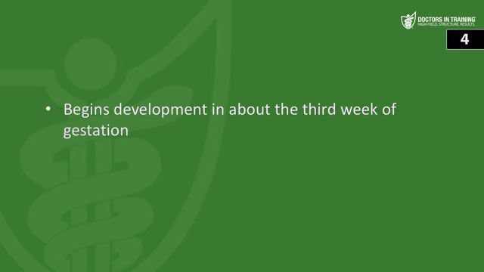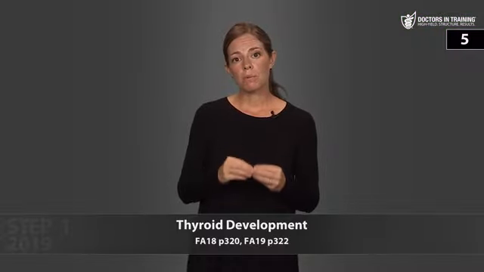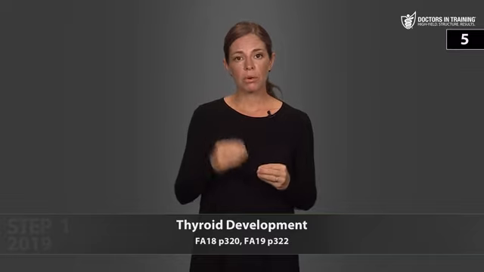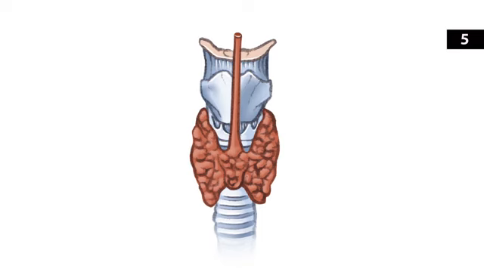So the thyroid begins development in about the 3rd week of gestation and is derived from endoderm, from the floor of the primitive pharynx. So you should know about the remnant structures in thyroid development, the thyroglossal duct and the foramen cecum. About half of people will retain the connection between the tongue to the thyroid, the remains of the thyroglossal duct, which is called the pyramidal lobe of the thyroid.